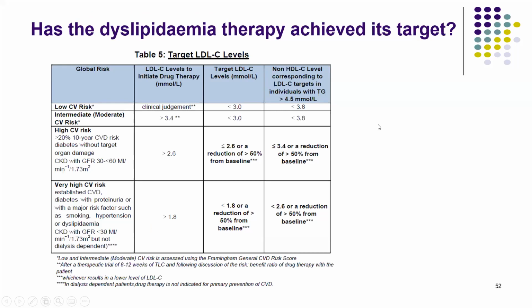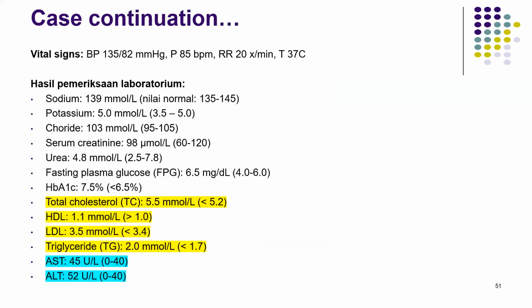So what do you think, what can you blame on? Because the statin, this one atorvastatin 20 milligram, is it okay? According to our guideline, the atorvastatin must be high intensity, must be 40 to 80, but this patient only 20. Okay, so what do you think? Can we increase the statin?